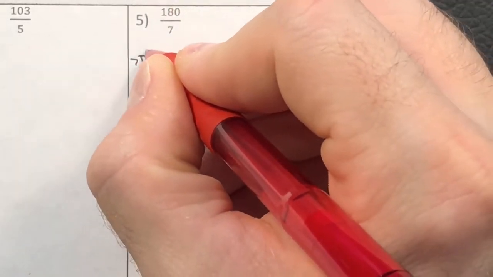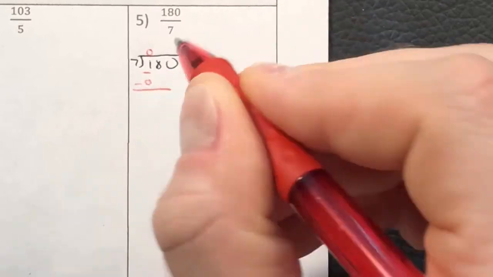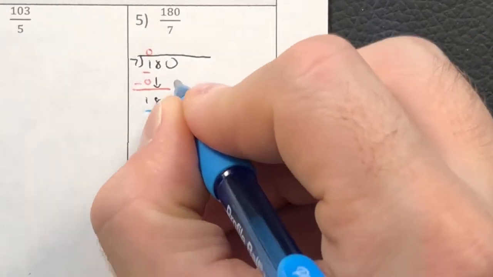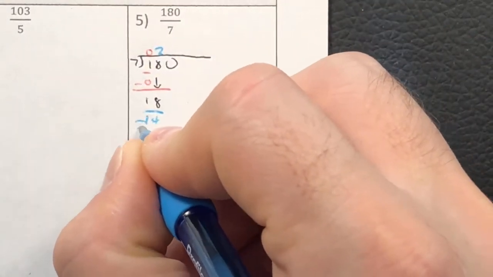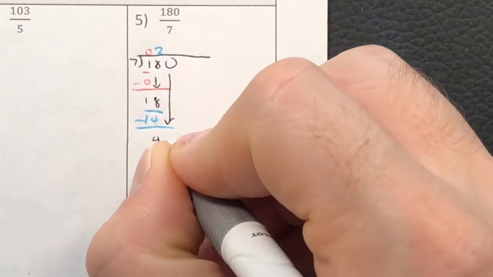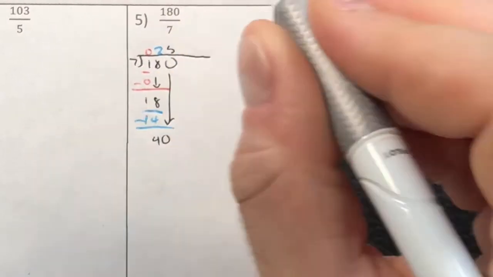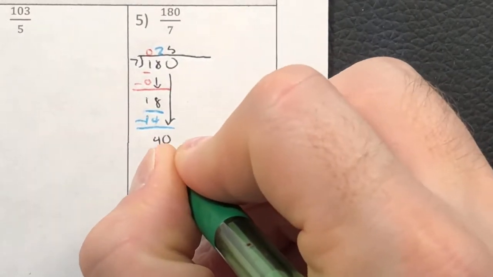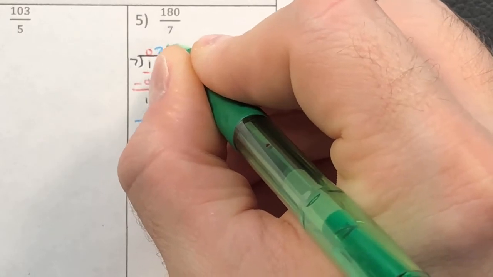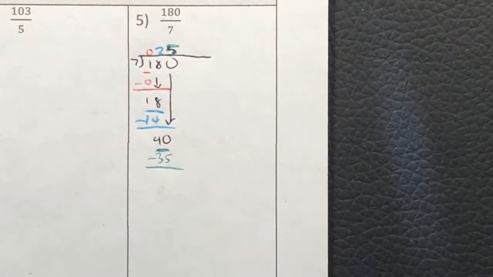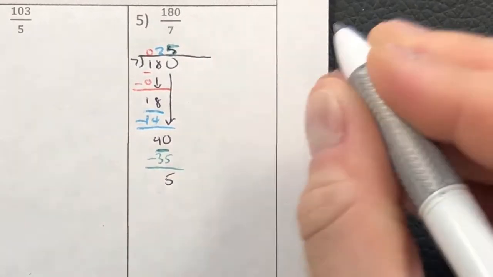Let's see. Trying to fit 7 into 1, it doesn't. So we get 1, carry down my 8. 7 fits into 18 twice, for a total of 14. I subtract it. Bring down the 0. 7 fits into 40. Oop. Hold on, we're going to do this in green. 7 fits into 40 5 times. 35, subtract it. And we get 5.